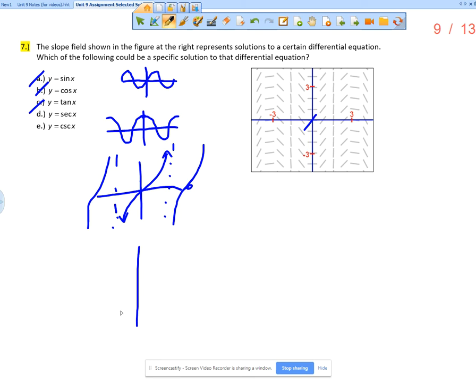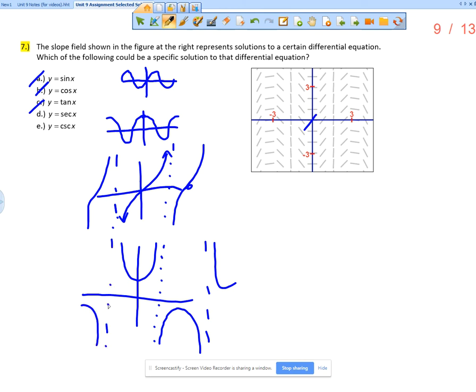All right, secant. What does the secant graph look like? Remember, secant is the reciprocal of cosine. So when cosine is positive, secant looks like this. Then it has a vertical asymptote when cosine is 0, and when cosine is negative, it looks like this. And then it repeats that, same pattern.